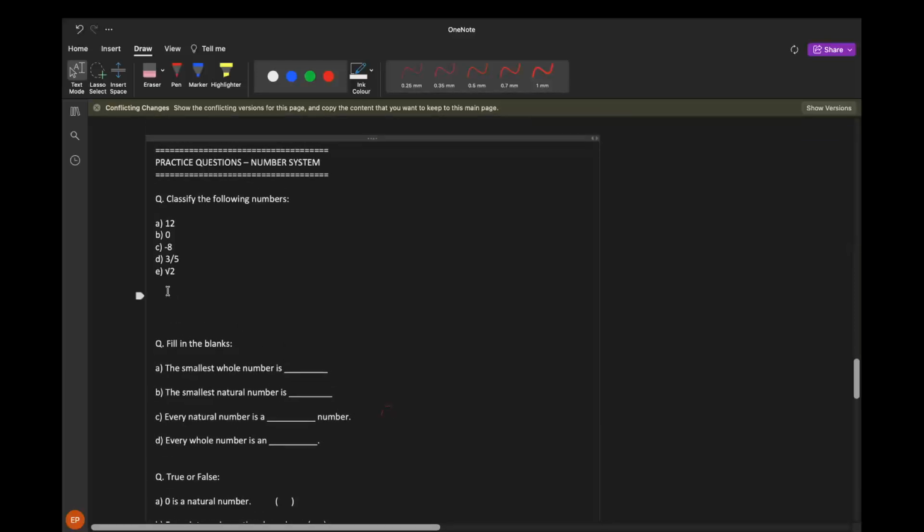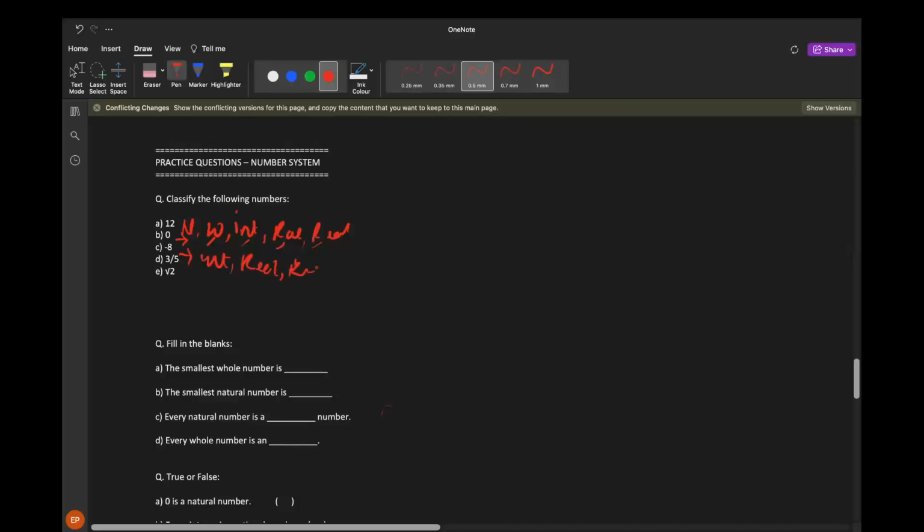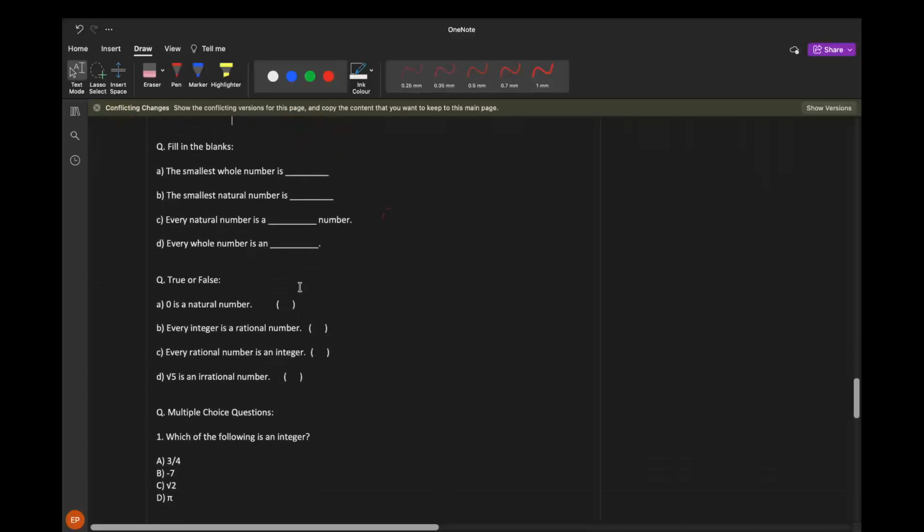Here are some practice questions. Classify the following numbers. Plus 12 is a natural number, whole number, integer, rational, real, right? 0 is a whole number, integer, rational, real. Minus 8 is an integer, rational number, real number. 3 by 5 is rational and real. Root 2 is irrational. While answering, please pause the video.